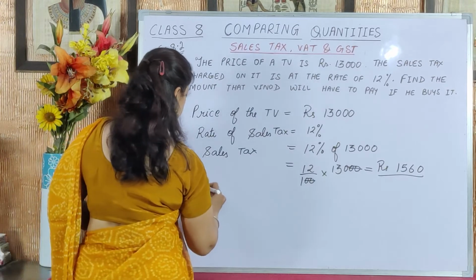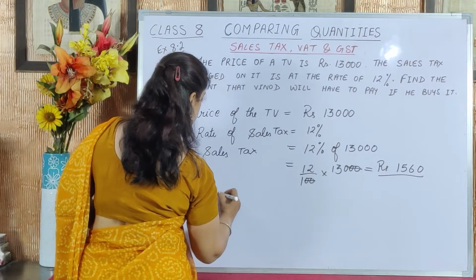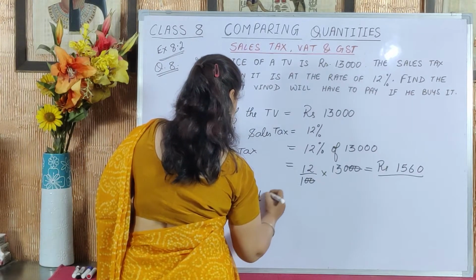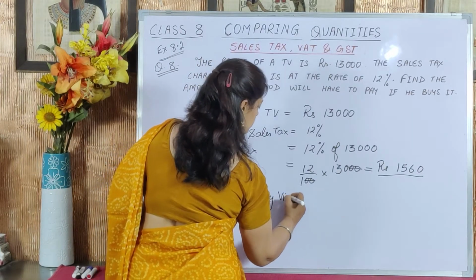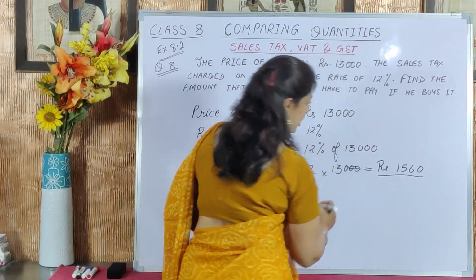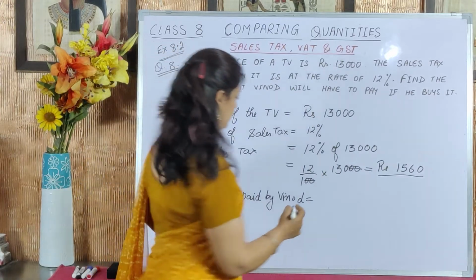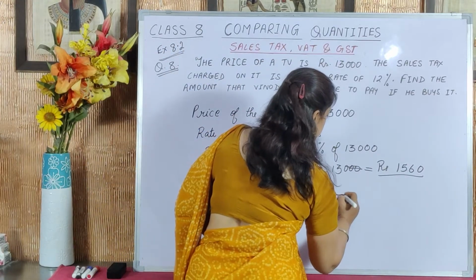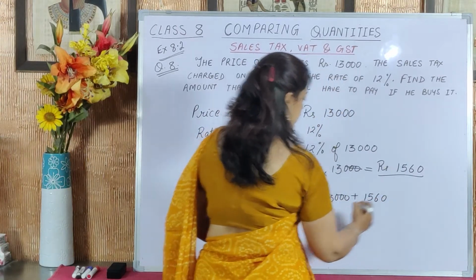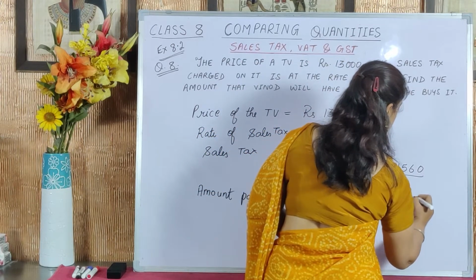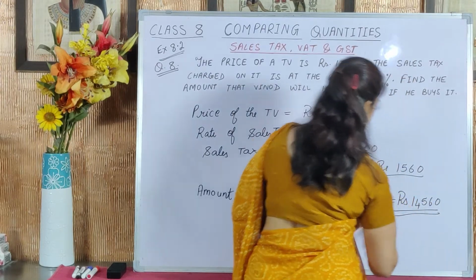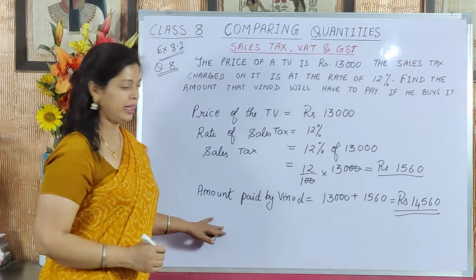So what is the amount which Vinod has to pay? Amount paid by Vinod will be equal to the sale price plus the tax. That is 13,000 plus 1560, which is equal to rupees 14,560. So this is very simple.